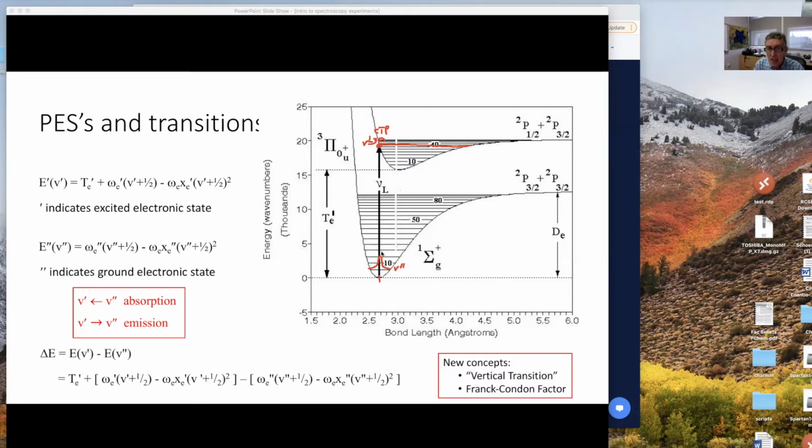You can do other excitations, for example, up to a slightly smaller V prime or a slightly larger V prime, but the probability will be a little smaller, and therefore the peaks in your spectrum will be a little smaller. Okay, so we've seen most of what we need to see. The delta E then is given by the difference between this and this, and when you take that difference, you get this expression right here. And we want to relate this expression to the peaks in our spectrum, taking into account the concept of a vertical transition and the Franck-Condon factor.